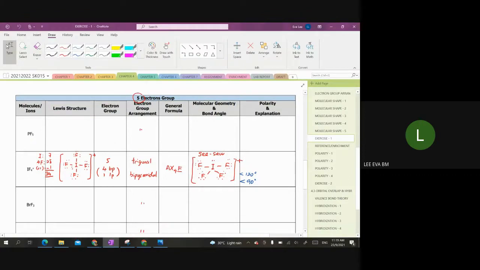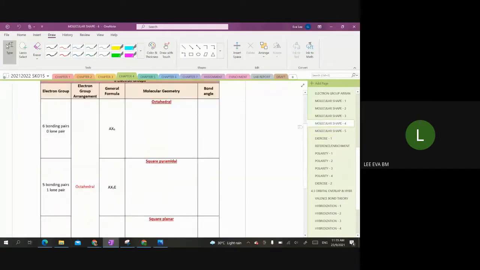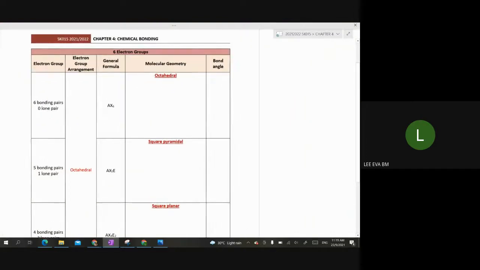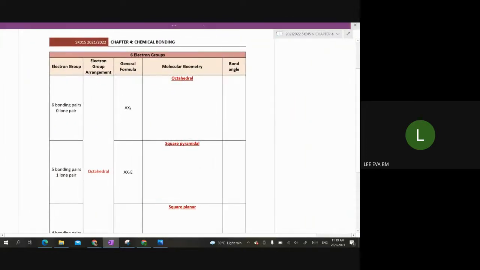So last lesson also we left with one electron group, which is 6 electron groups over here. So we just complete it. Now you got the idea already. It should be very simple. Okay, so if you remember what Madam said, when you have 2 electron groups, you got 1 shape. 3 electron group, there is 2 possible shape. Okay, depends on what is the combination.